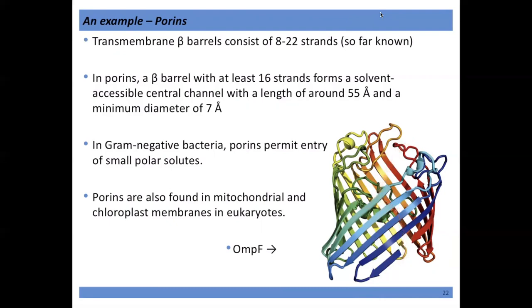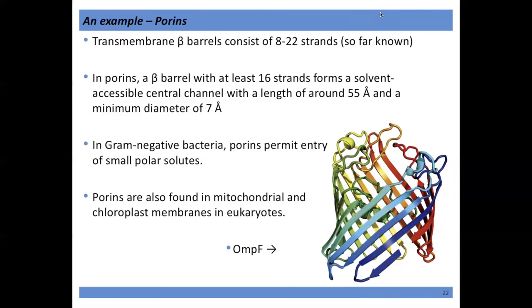So in gram-negative bacteria, porins permit entry of small polar molecules. They're also found in the mitochondrial and chloroplast membranes of eukaryotes. So this is what's known as OmpF right there. So again, what you'd expect is on the outside of this beta-barrel, you'd expect to find hydrophobic residues. And if you remember with the beta sheets, they alternate. On one side, the side chain is pointing out. On the other side, the side chain is pointing in.